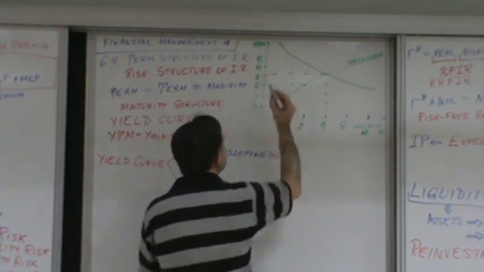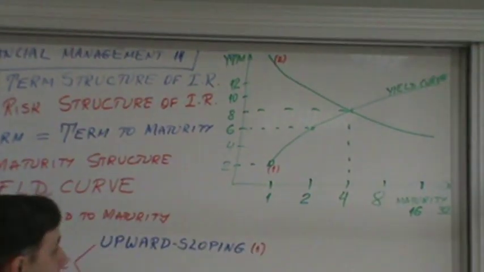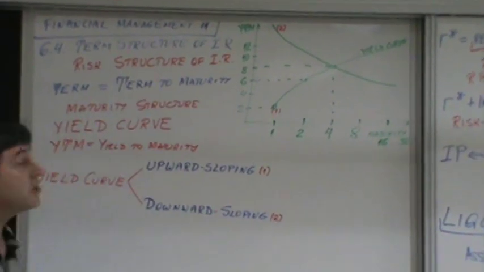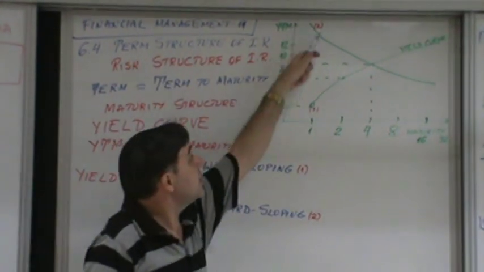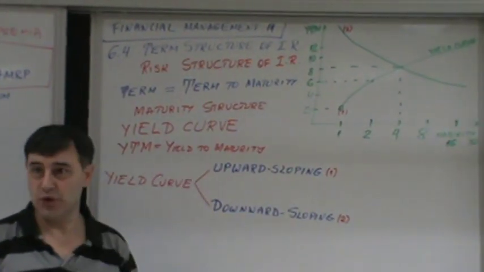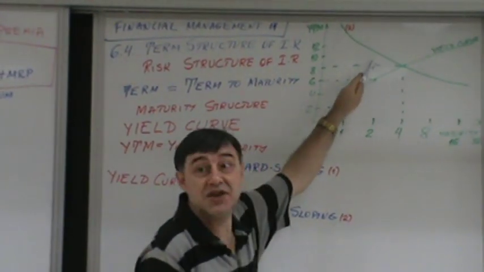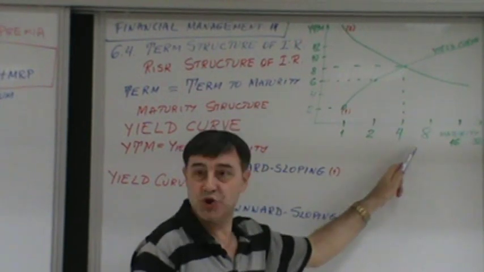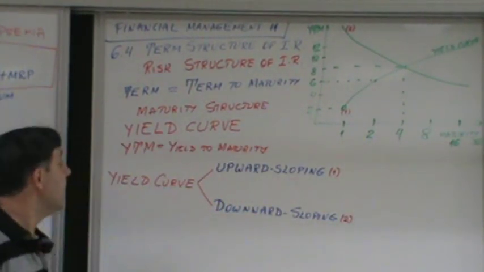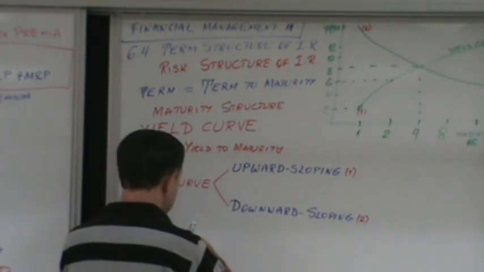I'm going to put in a number 2, representing 2 is downward sloping, which is a yield curve that slopes downward. To slope downward means that yields fall as maturity increases. That's all there is to it. Okay. The next one is called horizontal.